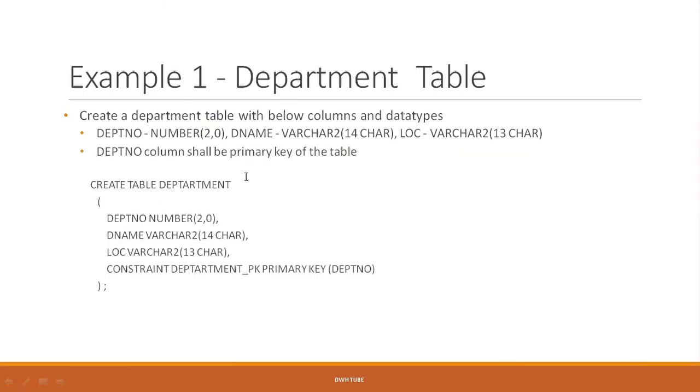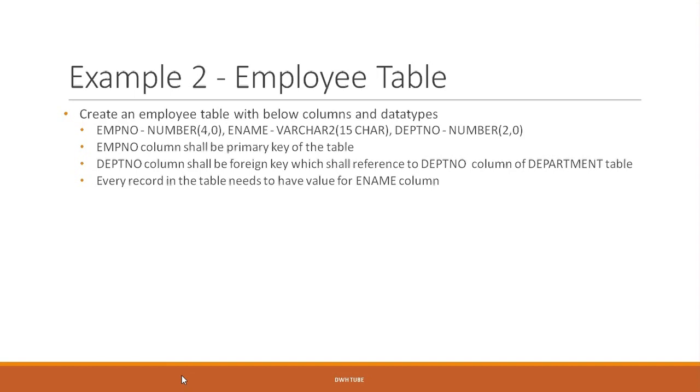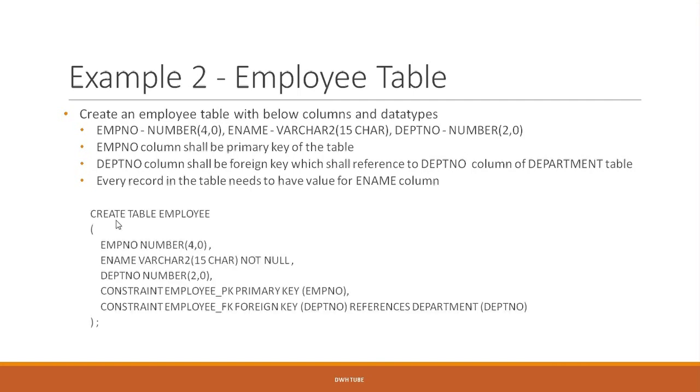Employee table. Okay, this is the requirement. Create an employee table with the below columns and data types. Three columns are mentioned: employee number, employee name, and department number. Employee number column shall be primary key. Department number shall be a foreign key, which shall reference the department number column of the department table. Every record in the table needs to have a value for employee number. Okay, so how to do that? This is the way, right?